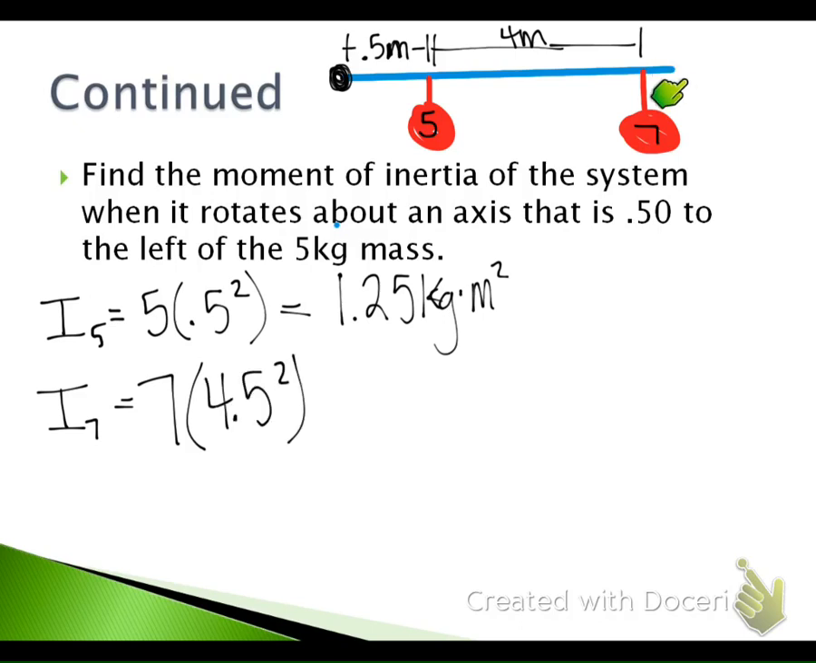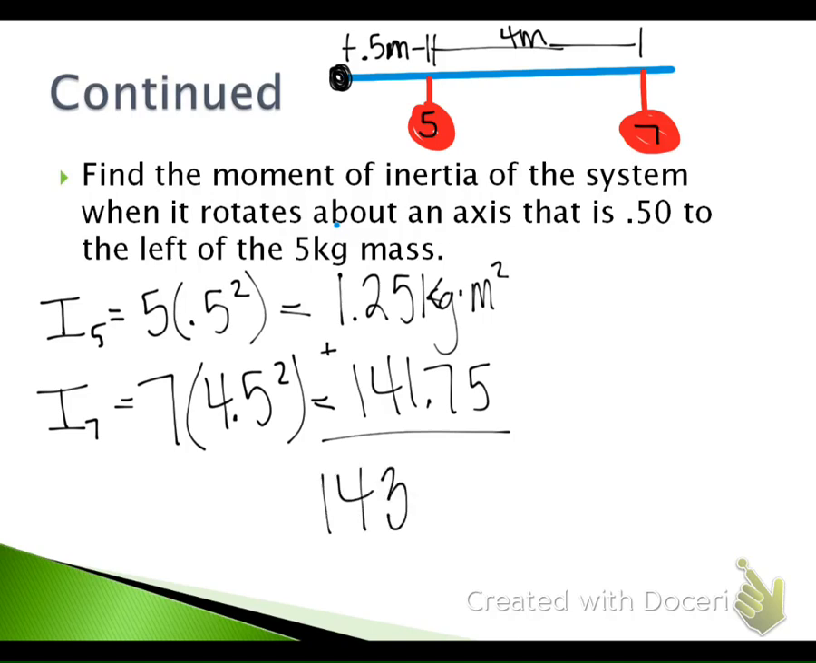Does it make any difference to us if there's any leftover rod at the end? It doesn't matter. They told us the mass of this rod is negligible, so we don't care about the mass of the rod at all. So if there's any of that left over, it doesn't matter to us. So what do we get for our second moment of inertia here? 41.75. Okay. So all we're going to do is add these two together, which gives us a grand total of 143 kilogram times meter squared.